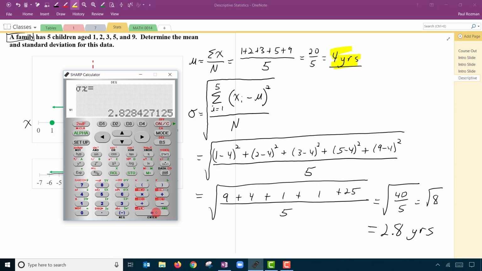If this data had been a sample, suppose the family had 14 children, but we only picked 5, then this would be a sample, and I would say alpha 5, because that gives me the sample standard deviation. And that's probably the one we're going to use more often anyway. And you'll see that it's larger. I said that S tends to overestimate sigma. And I was correct in this case, especially when you have small data sets.